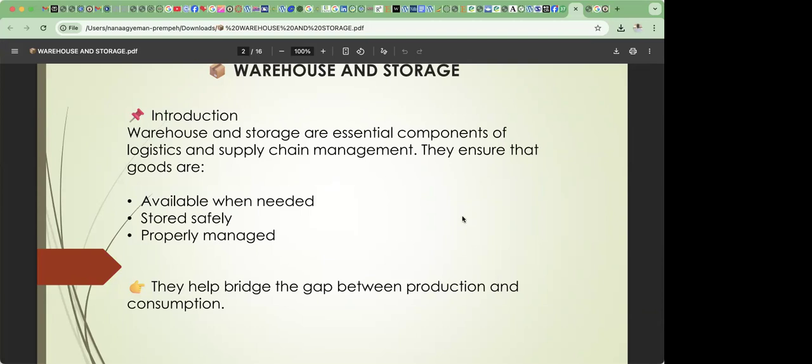Any other contribution? I think I heard people talking. Many people. Yes, Gabriel. So warehouse safety is very important to all the materials and products, but sometimes it depends on the kind of product you are storing.